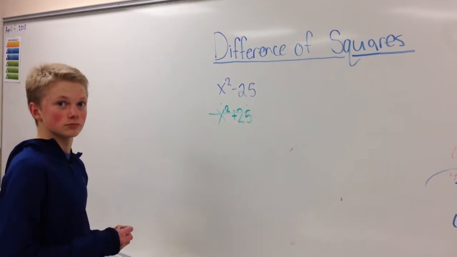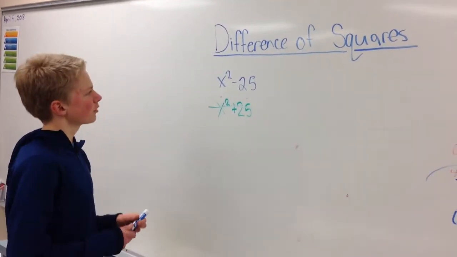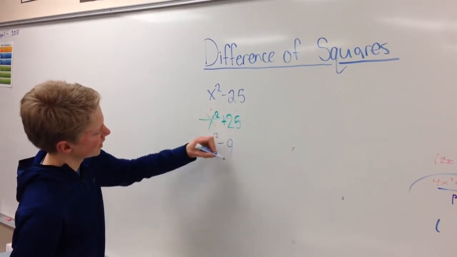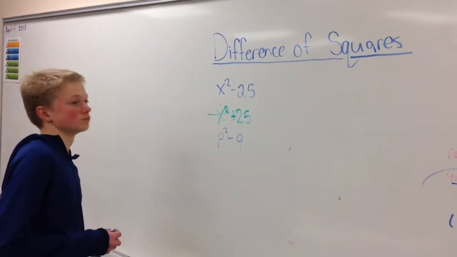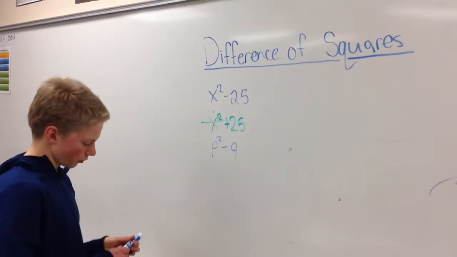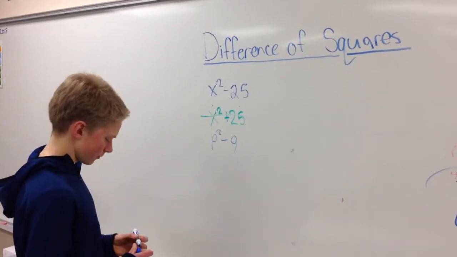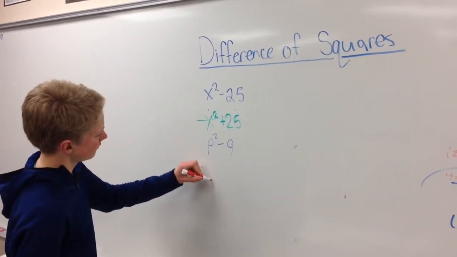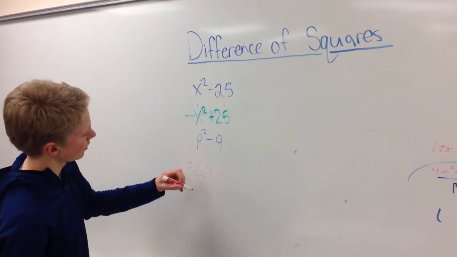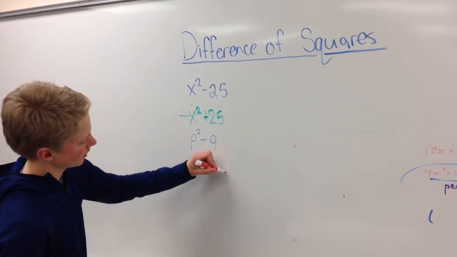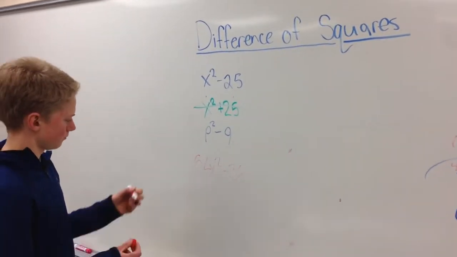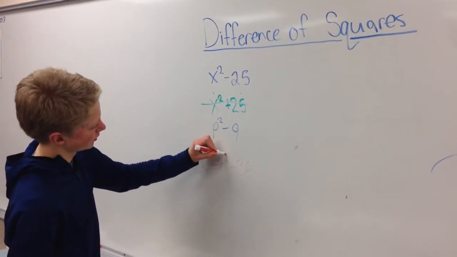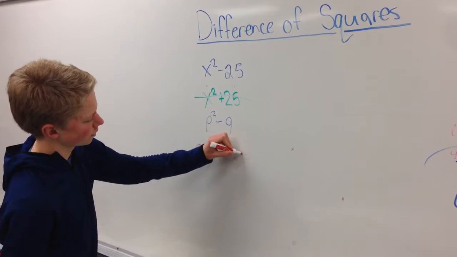Awesome. And what's another example of a difference of squares? Another example would be something like p squared minus 9. Alright, what's a more difficult example? A more difficult example would be something like 64x squared minus 36. And this is actually the exact same process, it just adds a coefficient, which makes it look a little trickier.